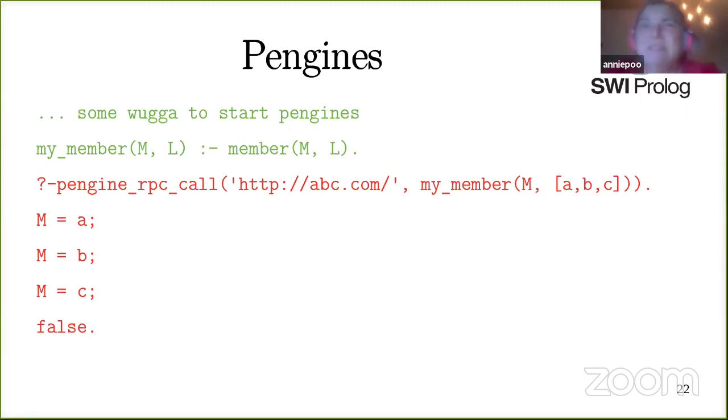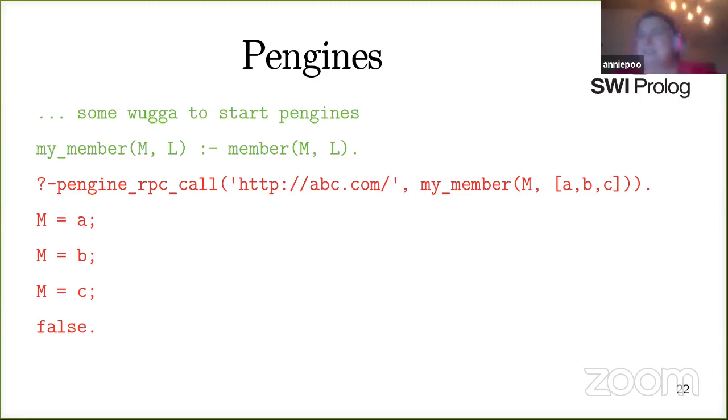And here we have defined this little predicate, my member. Member will tell you the various members, the various entries of a list. And so my member is just a copy of it that just calls the original.